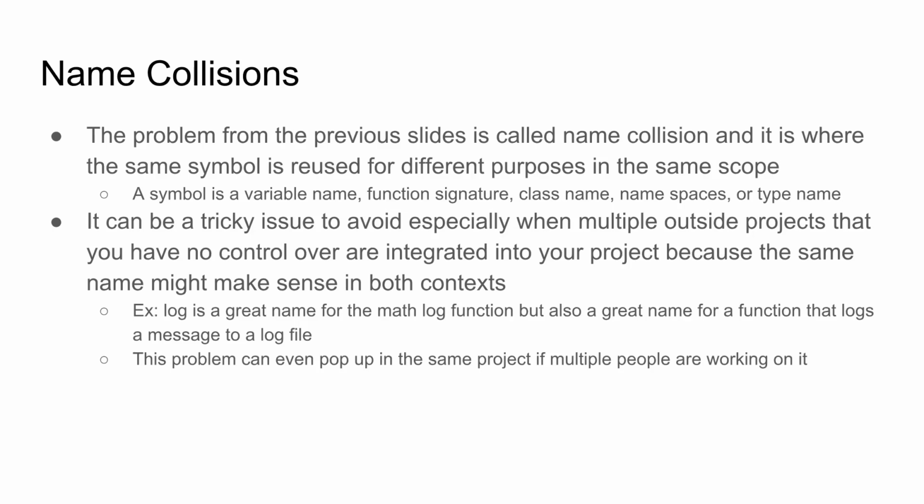So this problem is called name collisions. Two different symbols that mean different things happen to have the same representation. It's when you keep reusing that symbol. This could be the name for a function, or the name of a type, or a class name, or a namespace. It can be a really tricky issue to avoid, especially when multiple outside projects that you have absolutely no control over are going to be integrated into your project, because the same name might make sense in both contexts.